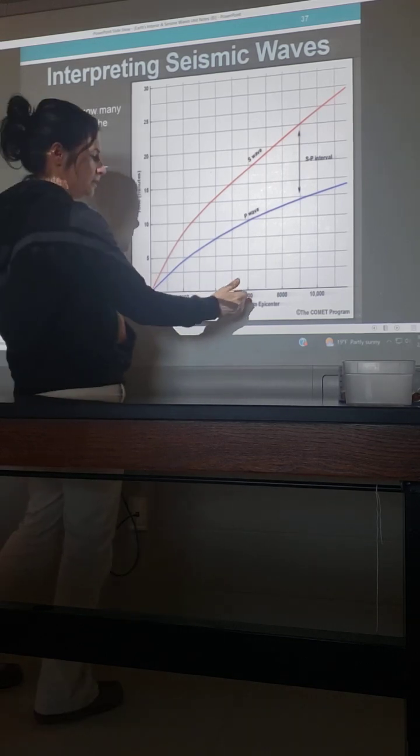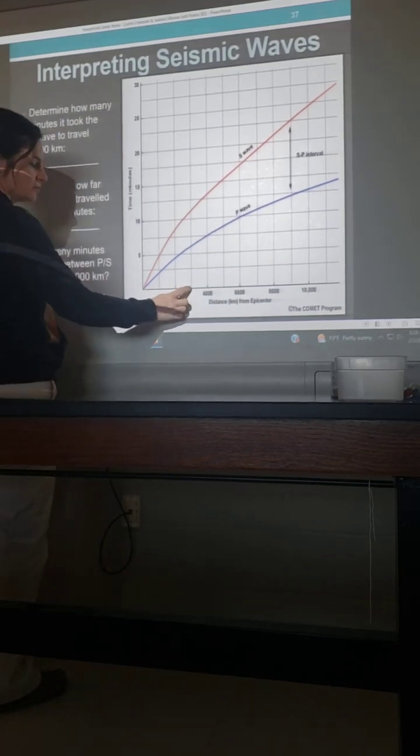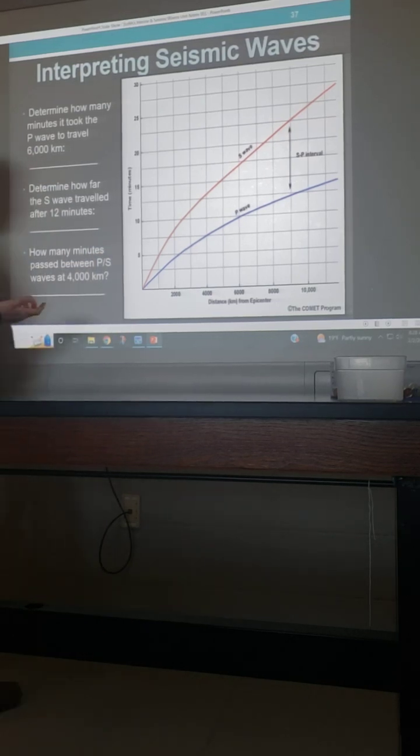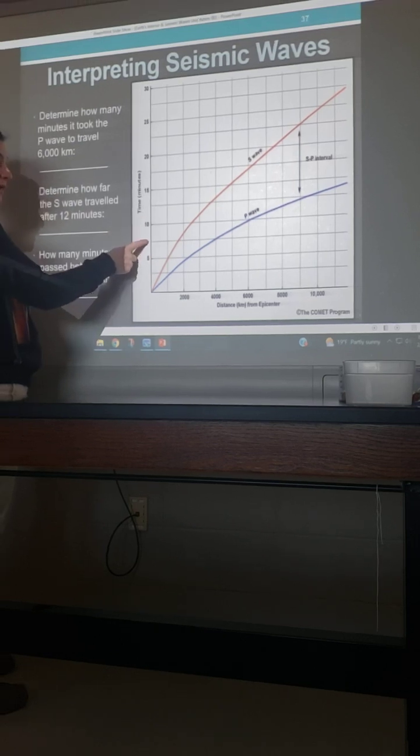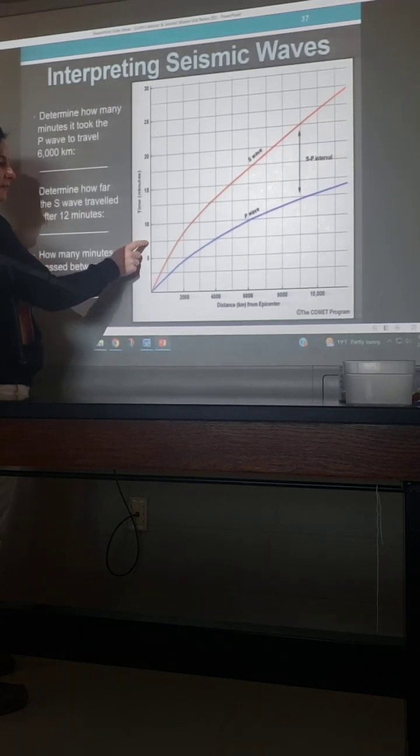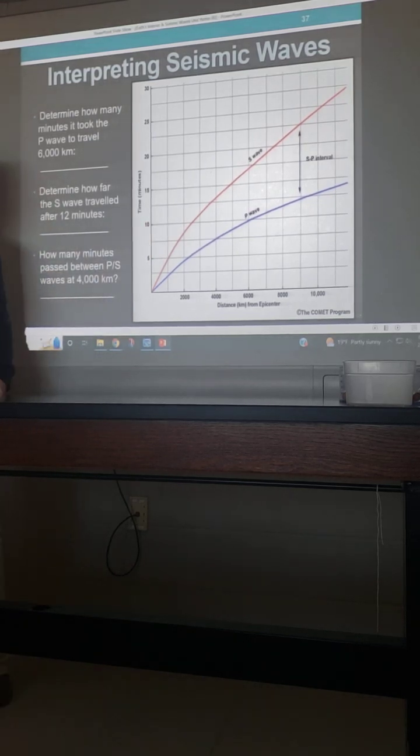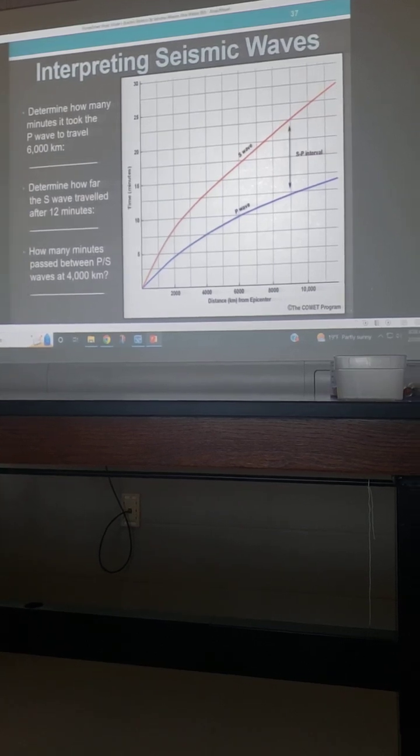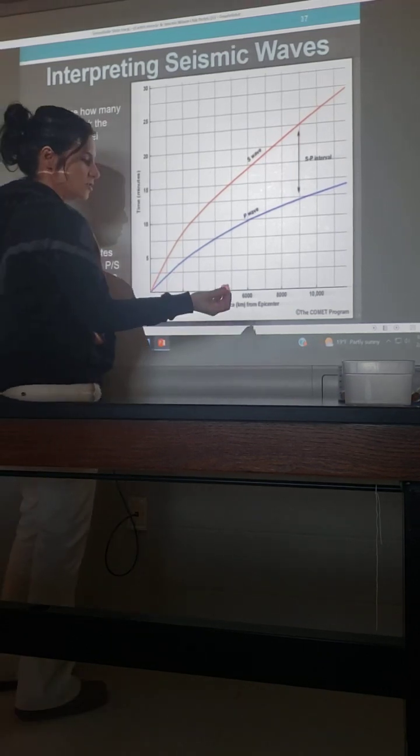So it looks like 2,000 kilometer intervals, right? 2,000, then 3, then 4, then 5, then 6. So I know that each space is worth 1,000 kilometers. As I go up, each space is worth 2.5 minutes, right? Because we go 5 and then another space and then 10. So it's nice to have that in your mind before you start interpreting a graph. What is each space worth? It says determine how many minutes it took for the P wave to travel 6,000 kilometers. So this is just using a graph.